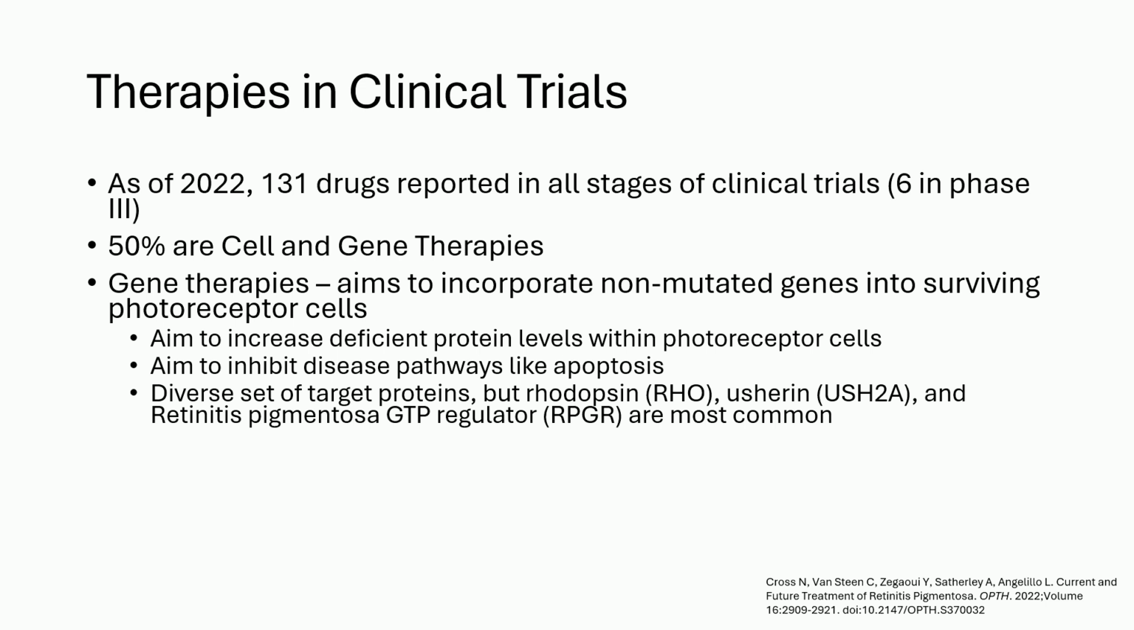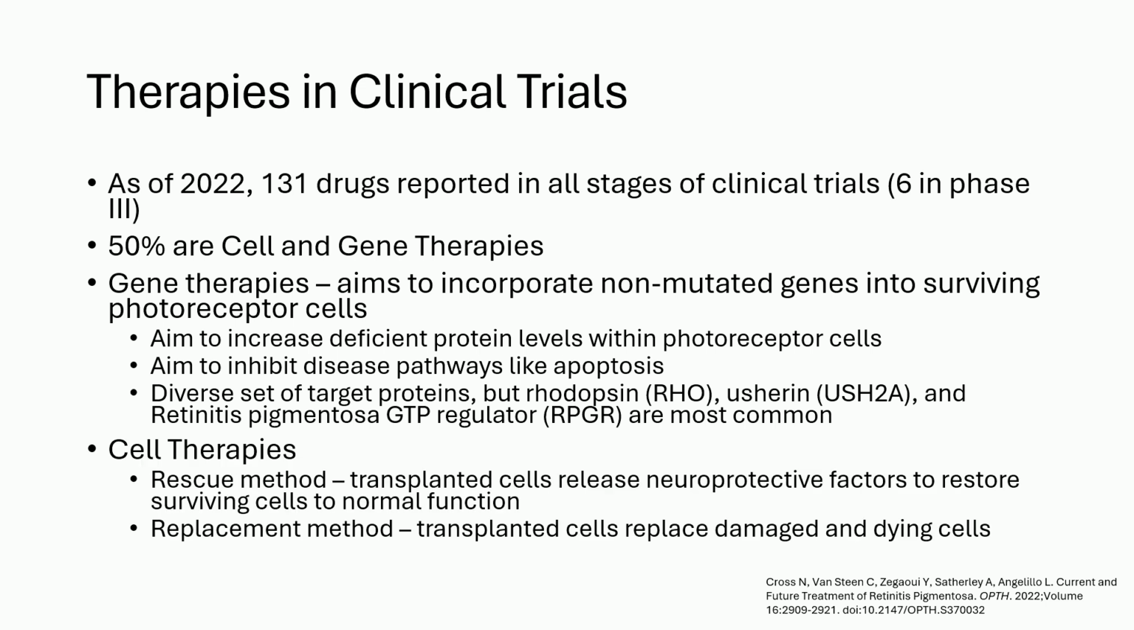However, there are a diverse set of target proteins that you could try to attack. Some of the most common ones are rhodopsin, usherin, and retinitis pigmentosa GTP regulator. But the problem with this is that there are so many different mutations and so many proteins you could target. With each therapy, you're not really going to be able to cover a broad patient population since there are so many different mutations that could be causing a patient's disease.